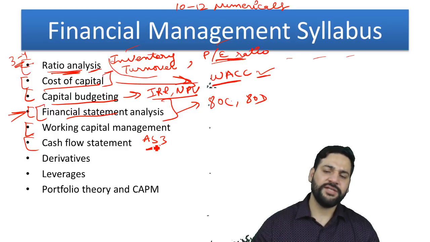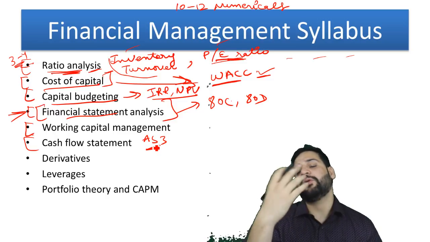There are 3 types of activities: operating, financing, and investing. You need to learn which activity is financing and which is operating, right?